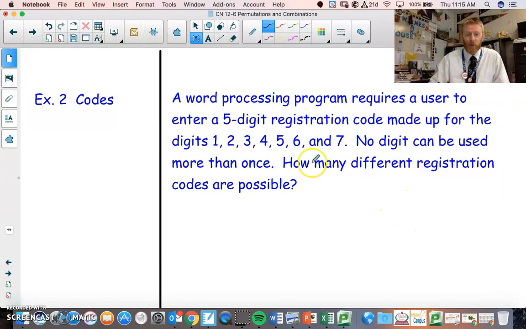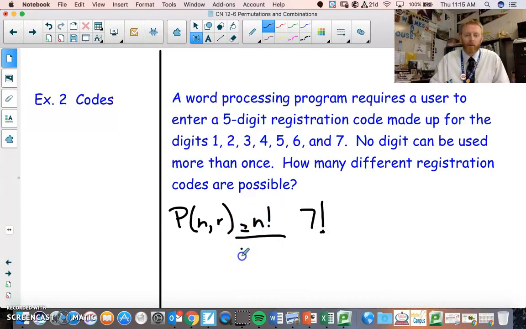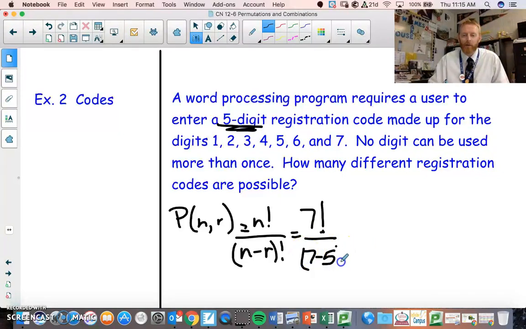Example number 2. So we're going to use that formula that we had for a permutation, n comma r. In this case, our n, the number of numbers we have, is 1, 2, 3, 4, 5, 6, 7. So we're going to have 7 factorial, because the formula is n factorial over n minus r factorial. We're using a 5-digit registration code, so we're going to have 7 minus 5 factorial for the bottom. That makes 2 factorial, by the way.